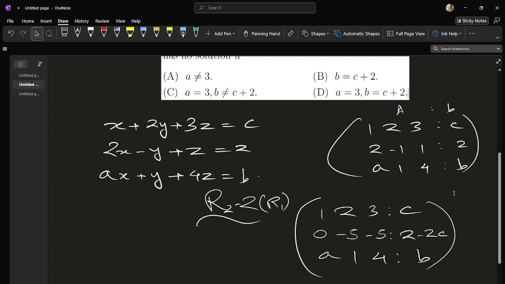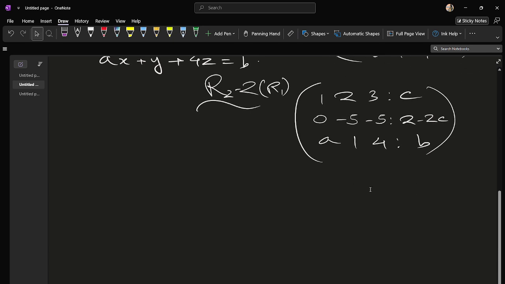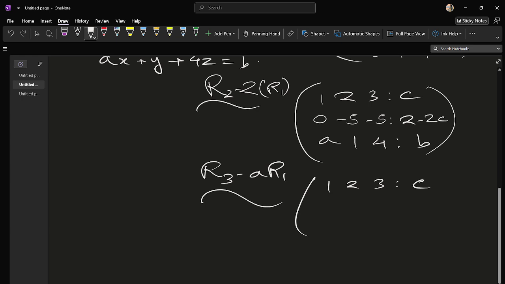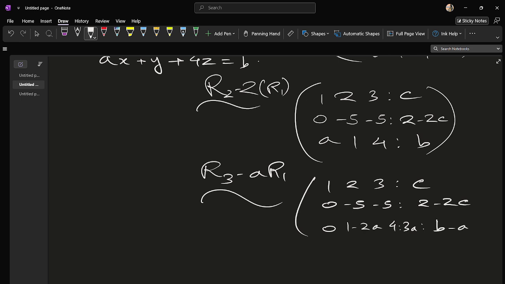After that I am doing another elementary row operation, R3 minus a R1. So that will be 1, 2, 3, c; 0, minus 5, minus 5, 2 minus 2c; and here it will be 0, 1 minus 2a, 4 minus 3a, and this part will be b minus ac.